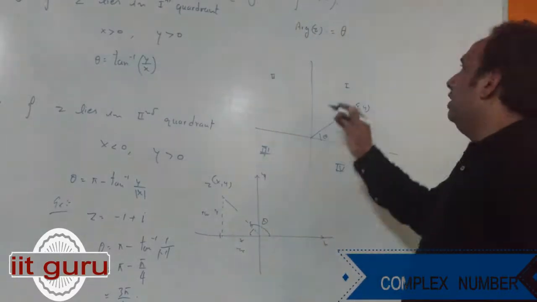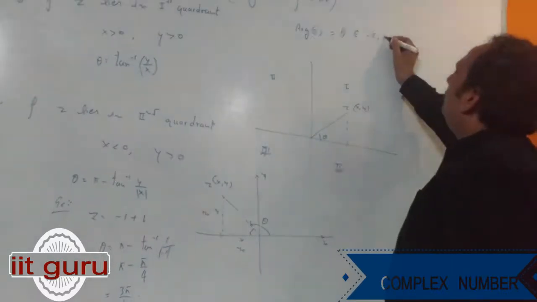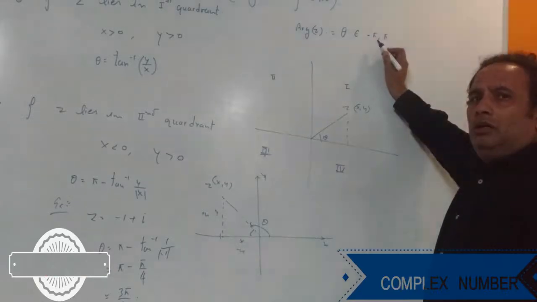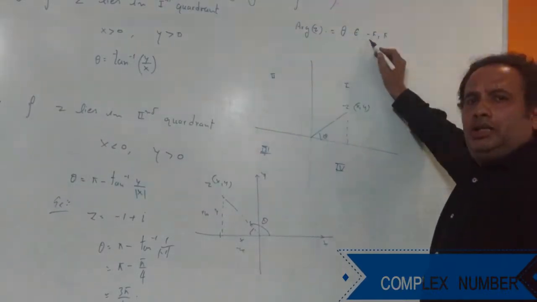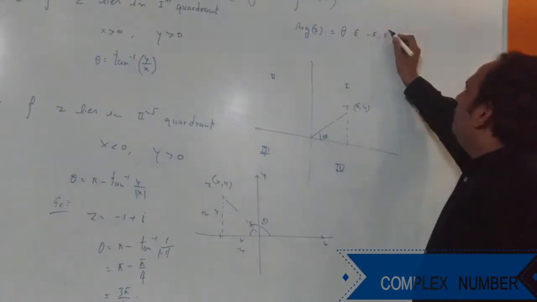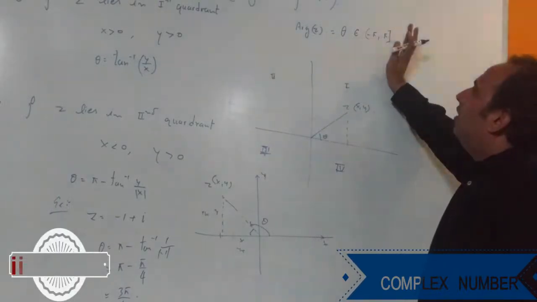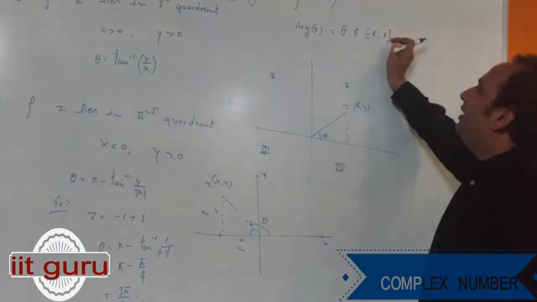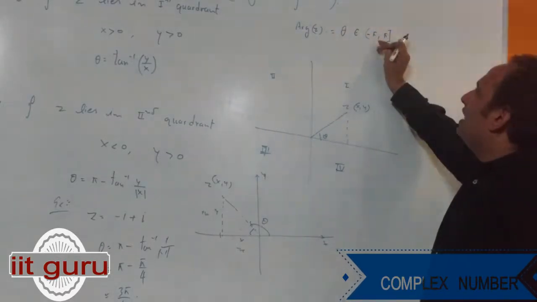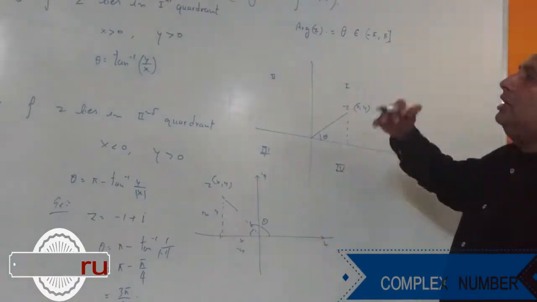So theta, the argument, belongs to minus pi to plus pi. In one of the boundaries you have to put an open interval and in the other a closed interval. By tradition we use a closed interval at pi and an open interval at minus pi. So theta belongs to the left-open, right-closed interval from minus pi to plus pi. Okay, come to the point.